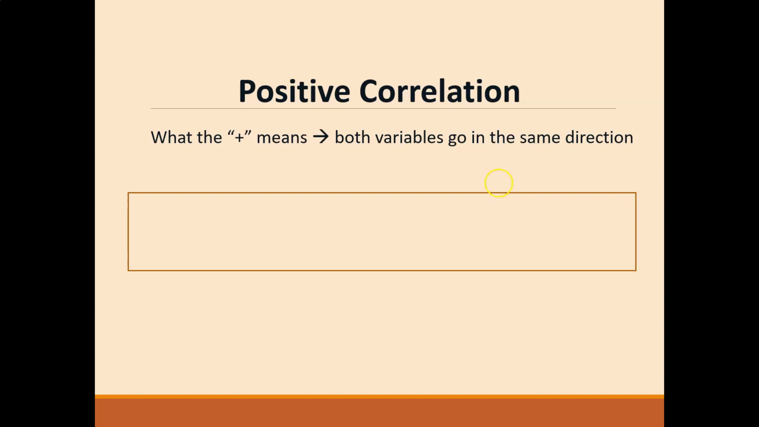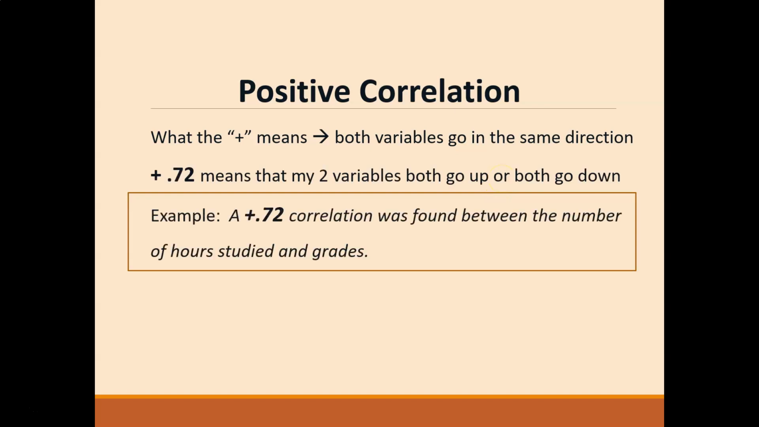Okay, and so this means they're both going in the same direction. They're both increasing. So if I have a positive 0.72, that means both variables go in the same direction because of the positive. Nothing about the 72. It's just the positive. So let's say that we were looking at this. Here's what our findings were. A positive 0.72 correlation was found between the number of hours studied and grade.